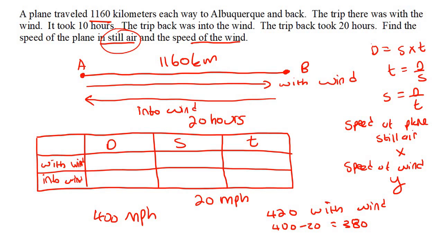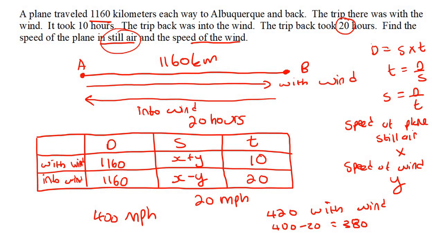Okay, so with the wind, I'm going to say that it can fly x plus y, just like we said 400 plus 20, and then against the wind it can fly x minus y. That should make sense. They tell us that the trip back took 20 hours. So the trip back took 20 hours, so that would be the into the wind. Oh, and they told us that the wind, this one was 10. And then we know that the distance is 1,160 and then 1,160.